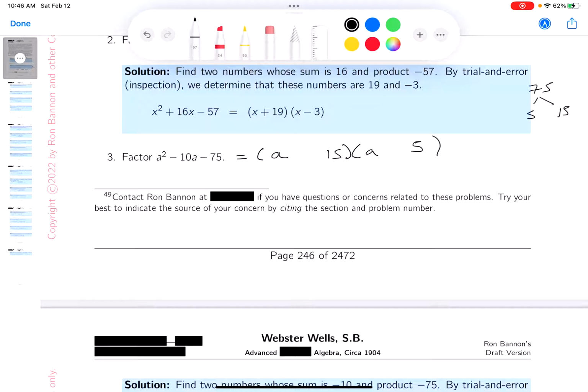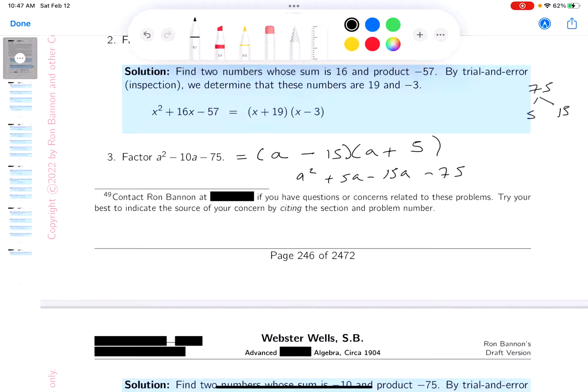No, it doesn't matter where you put them. What matters is you're willing to check it. So I'm going to say minus 15 plus 5. It looks like it's going to work out. And to check it, what do you get? You get a squared plus 5a minus 15a, and minus 15 times 5 is minus 75.